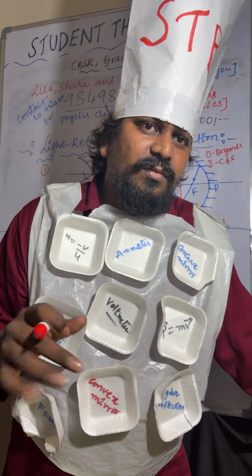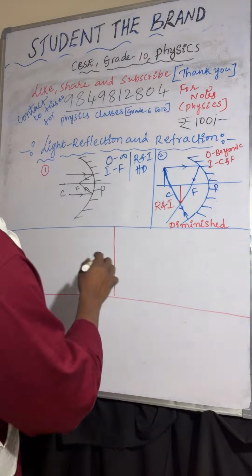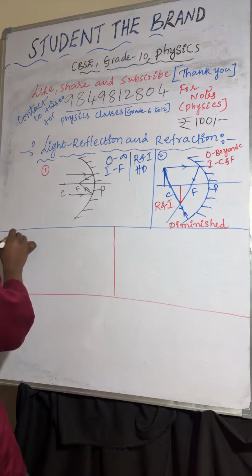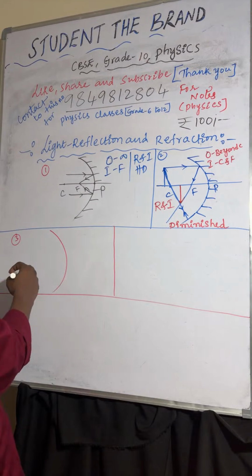Okay. So, I'm drawing here. Check once. So, third one. So, I'm taking like this.